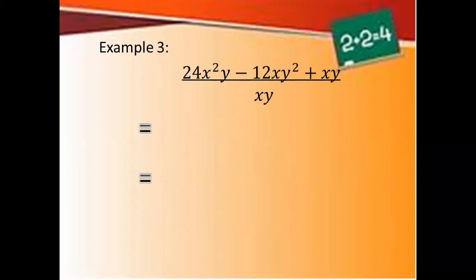24x squared y minus 12xy squared plus xy divided by xy. Okay, so this time we now consider two variables. Take note. As you can see, we have the coefficient 24, but here the coefficient is 1. So therefore, 24 divided by 1 is just 24. 12 divided by 1 is just 12. And you have also 1 in here. So 1 divided by 1 is 1.